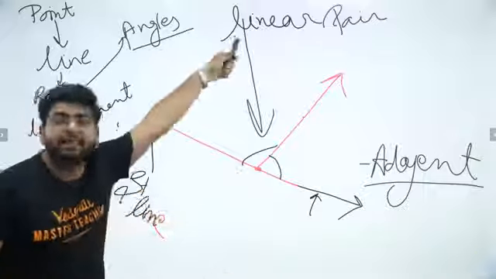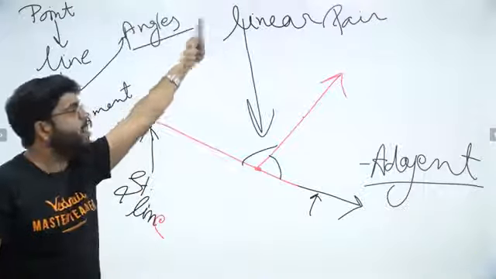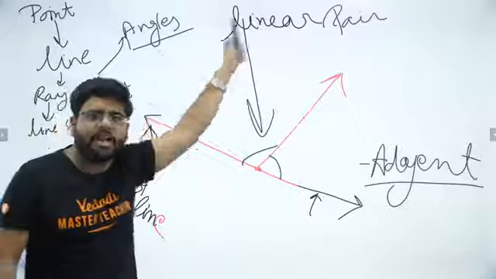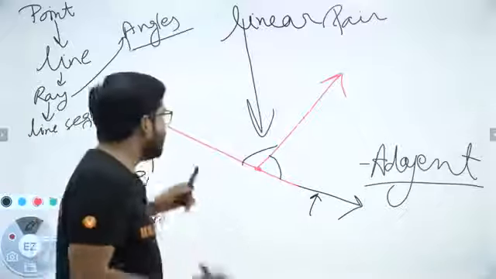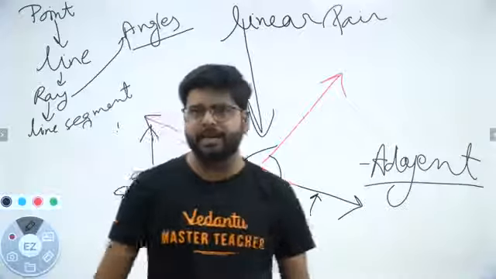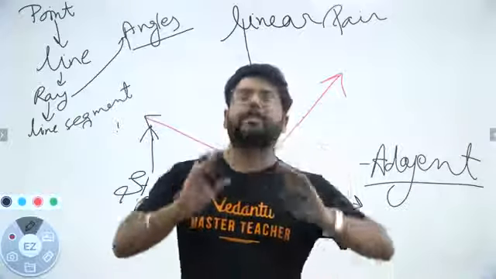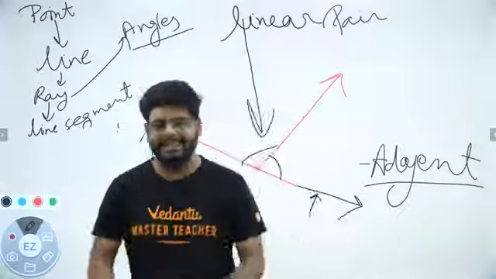Why? Linear means a line. So a pair of adjacent angles on a straight line is called a linear pair. Okay, so I hope I have made myself clear. Don't get worried, I will just revise the things.